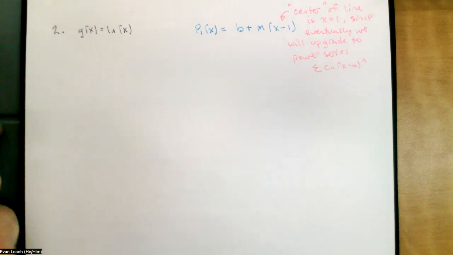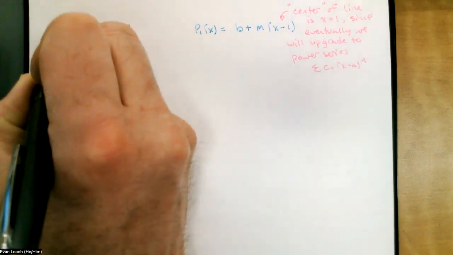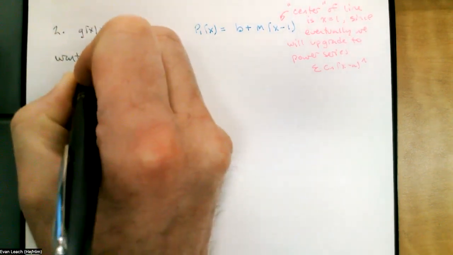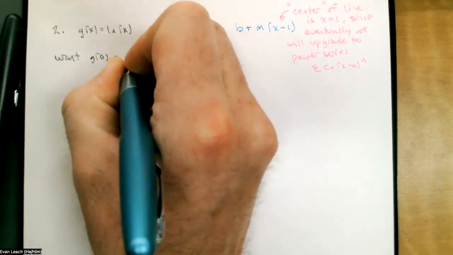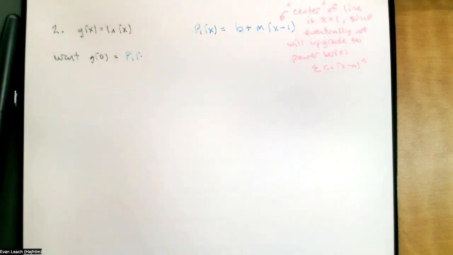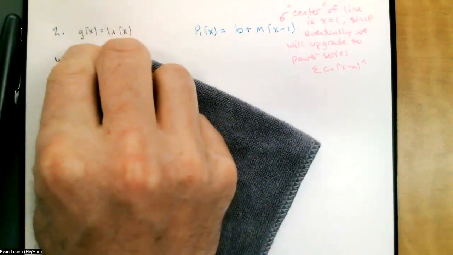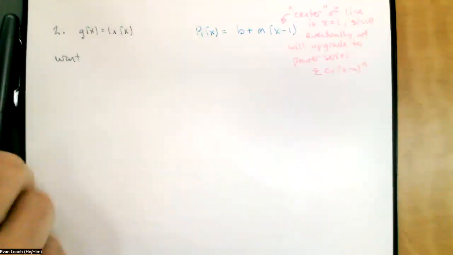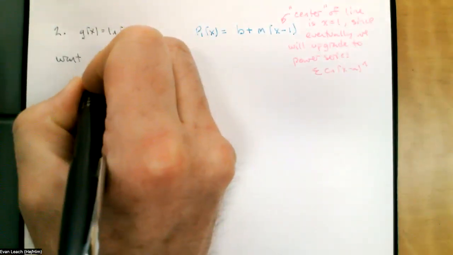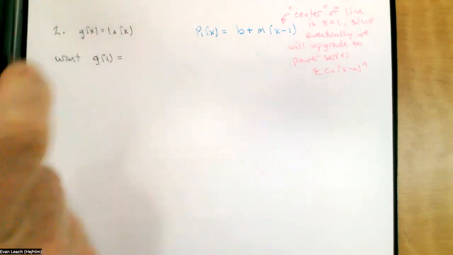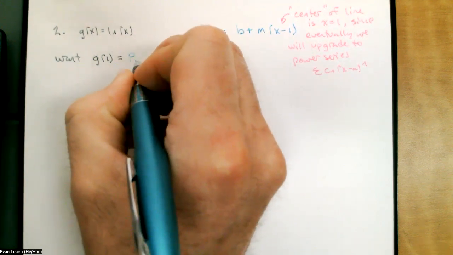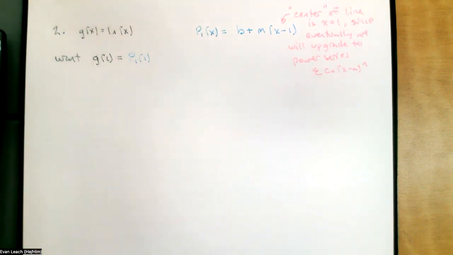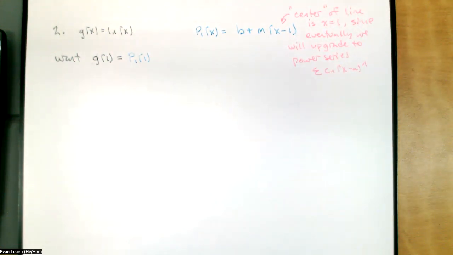All right, I want g of 0 to be equal to p1 of 0. Oh, sorry, not 0. After I just talked about how much I want everything to be around 1, I write 0. I want g of 1 to be equal to p1 of 1, because I want this all happening at x equals 1. This will get us our matching 0th derivative.